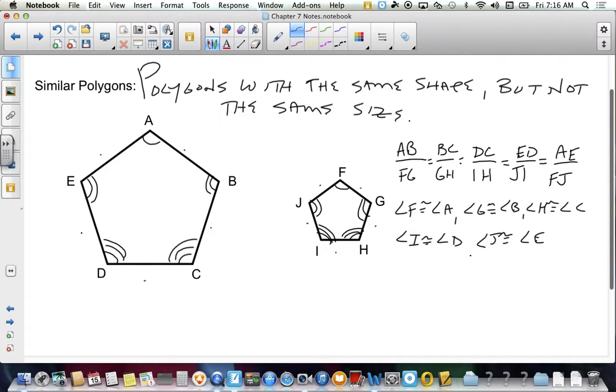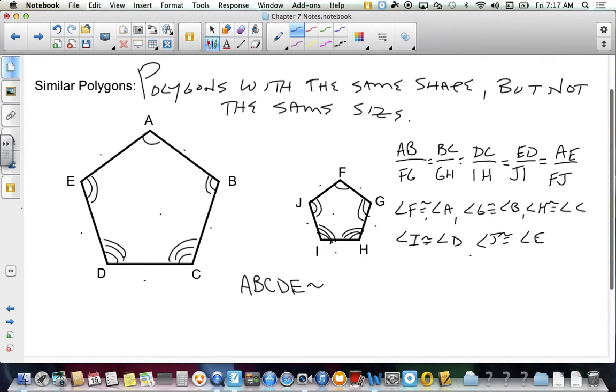Now, when we name similar polygons, the concept we talked about with congruent polygons, where we have to line the letters up the same, is true for similar polygons also. So if I say figure ABCDE is similar to, and similar is just one wavy line, no equal sign, just a wavy line. If this figure is similar to this figure, I have to make sure I line the corresponding parts up the same.